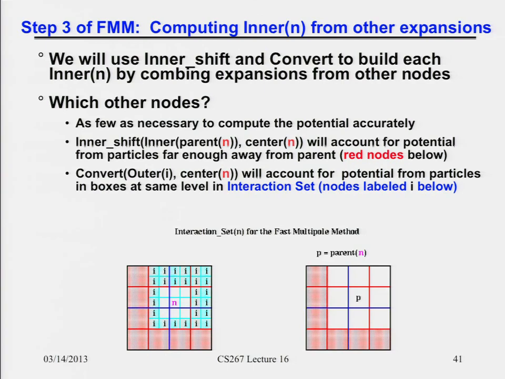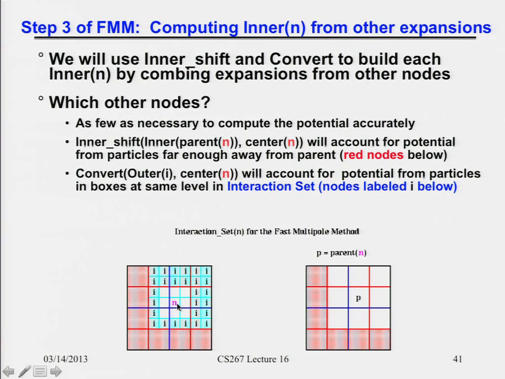Okay, so back to this picture, just to say it again. I want the inner expansion. I want something that tells me the force inside that box due to everybody who's far enough away. That's everybody except the nearest neighbors, everybody except who's colored white. So I will take all of the outer expansions of the red guys, convert them from outer to inner, so it works in there, and do the same thing for these blue guys, make them outer to his inner. And so now I have an inner expansion for N.